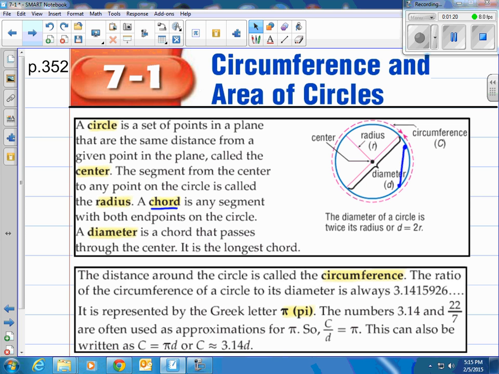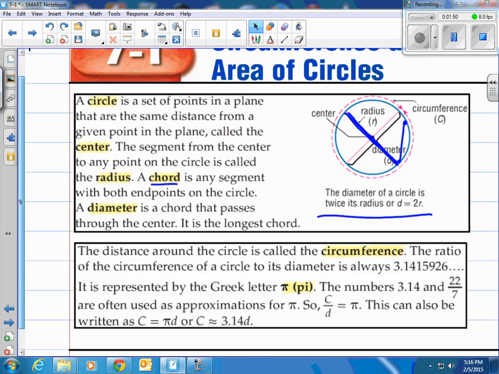Now, a diameter is a chord that passes through the center. It has a special name. It's called the diameter, and it is the longest chord. Now, they also say that the diameter of a circle here is twice its radius. So you notice here's your radius, but if I were to draw another one this way, now I've got this long piece, and of course that would be called a diameter. So again, if you double a radius, you have a diameter. If you cut a diameter in half, you have a radius.